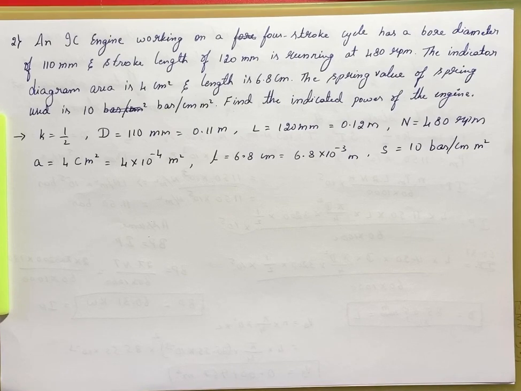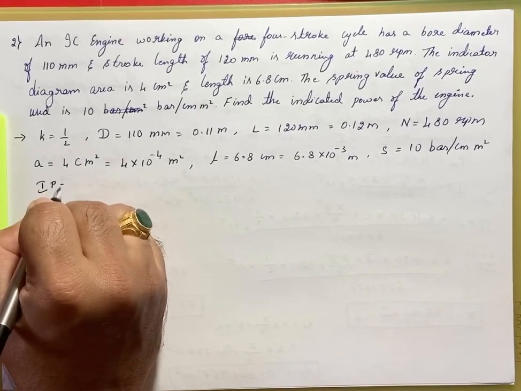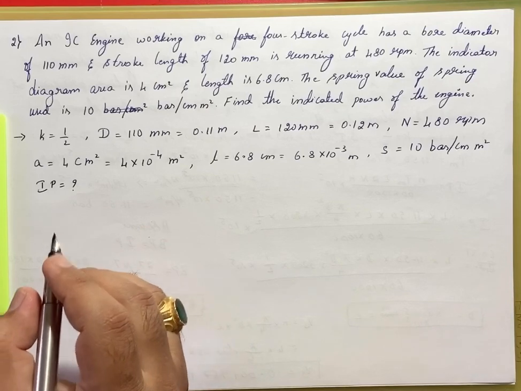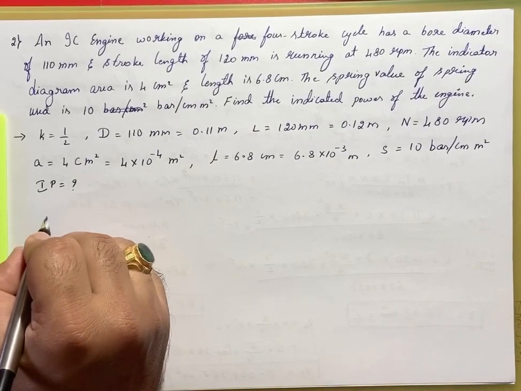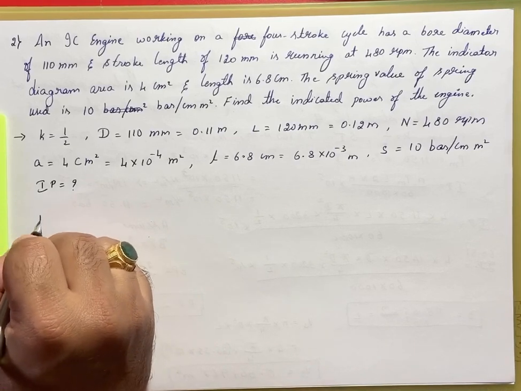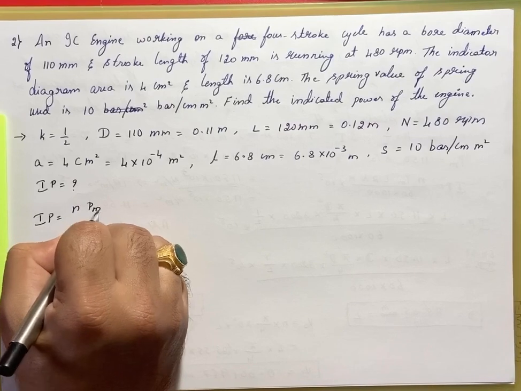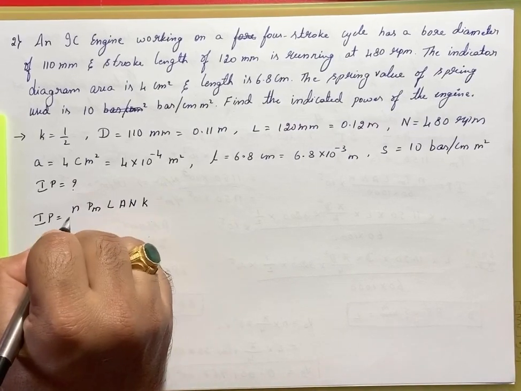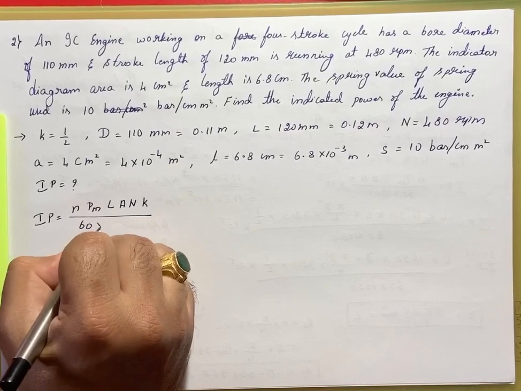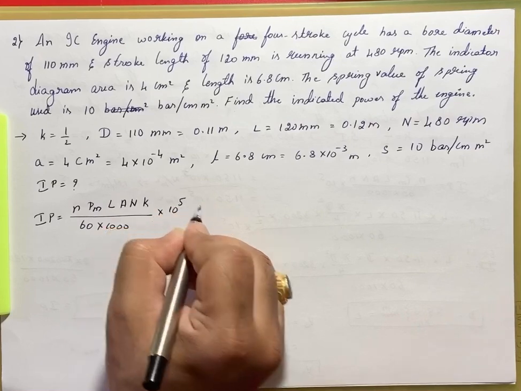What is asked? Find the indicated power of an engine. IP is what he has asked to find out. To find out IP we have the formula IP is equals to N PM L A N K divided by 60 into 1000 into 10 raised to 5.